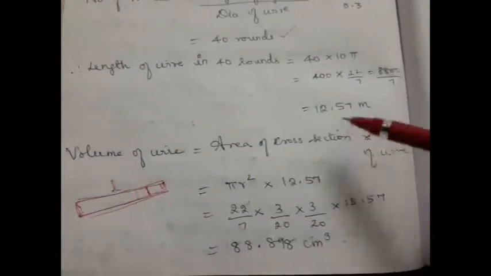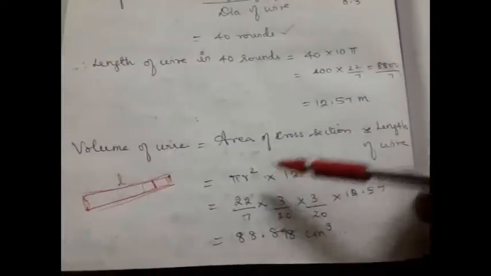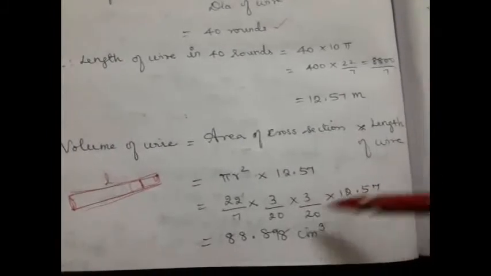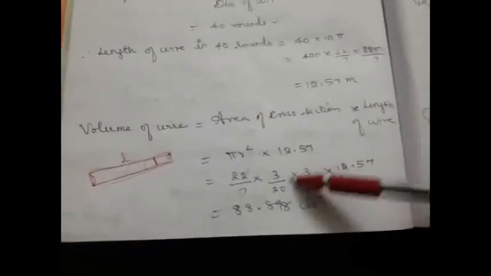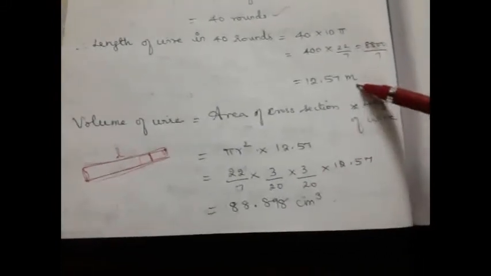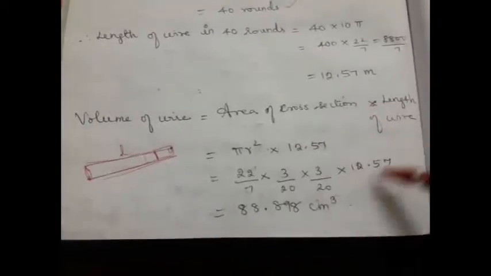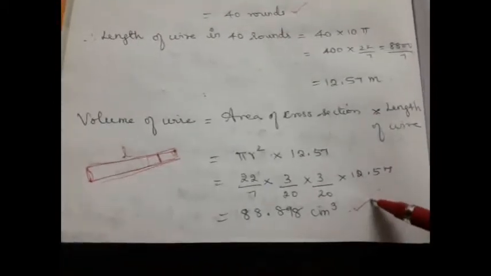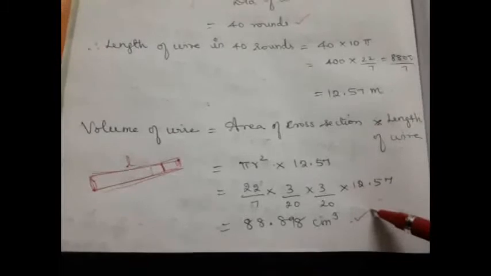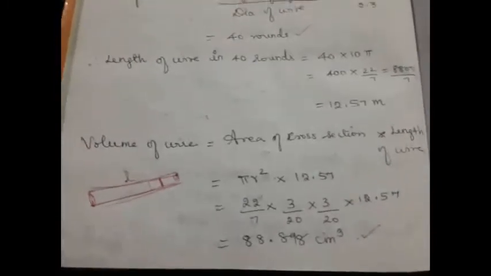So the area of the cross section is pi r square. The radius is 3 by 20 because the wire's radius is 3 by 20. So 3 by 20 into the length of the wire, which we found as 12.57. If we simplify all this, we will get the volume of the wire. But they asked you to find the mass. Mass is volume into density.